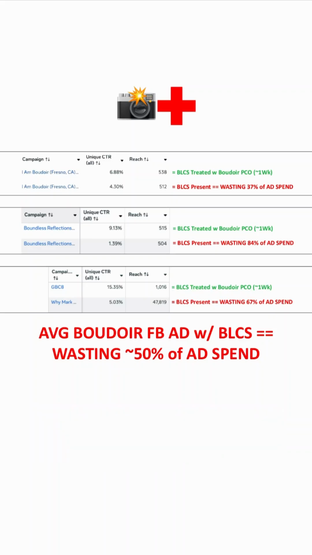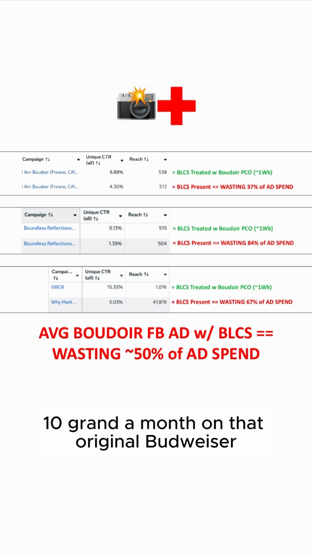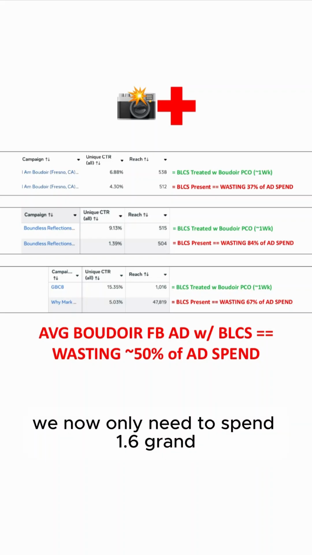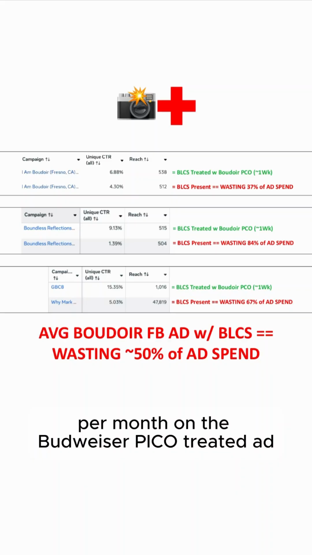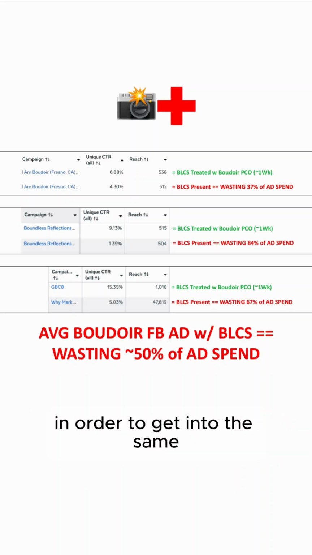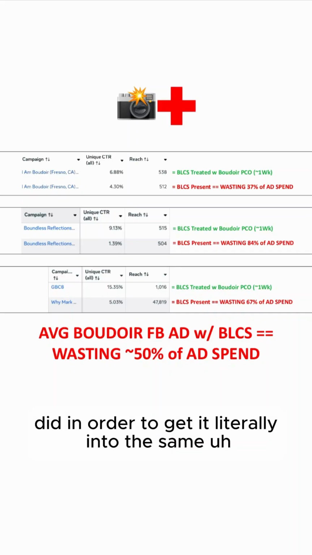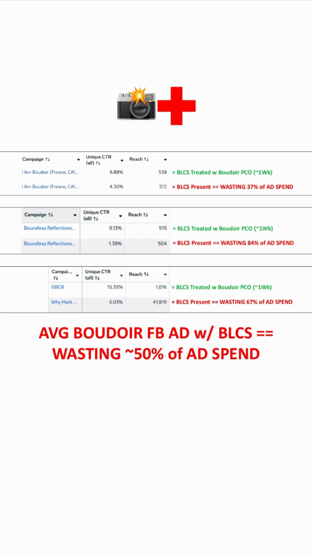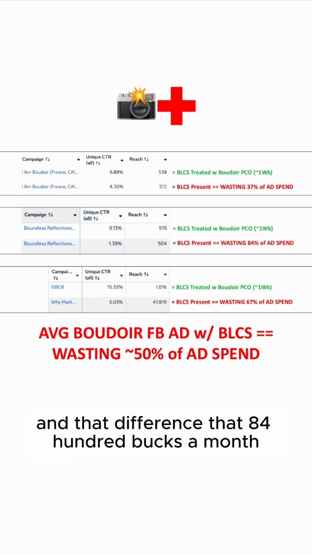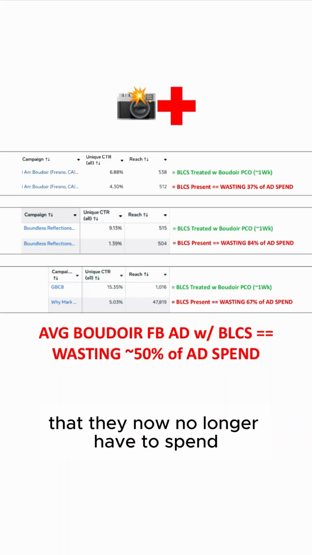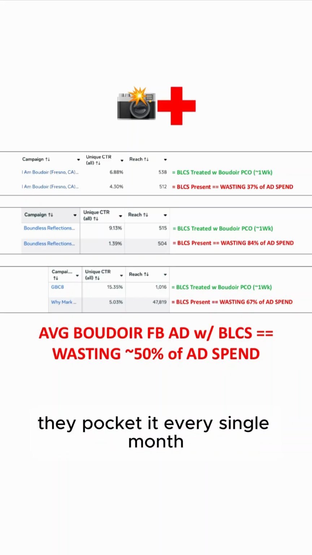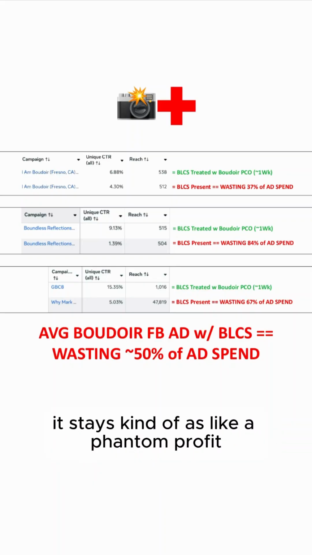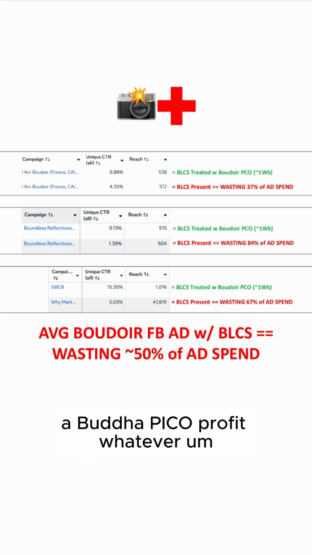Being wasted. As a result, if they were spending 10 grand a month on that original Boudoir Facebook ad, we now only need to spend 1.6 grand per month on the Boudoir Pico treated ad in order to get it literally into the same number of women's brains. And that difference, that $8,400 a month that they now no longer have to spend, they pocket every single month. They don't have to spend it. It stays kind of like a phantom profit, a Boudoir Pico profit, whatever.